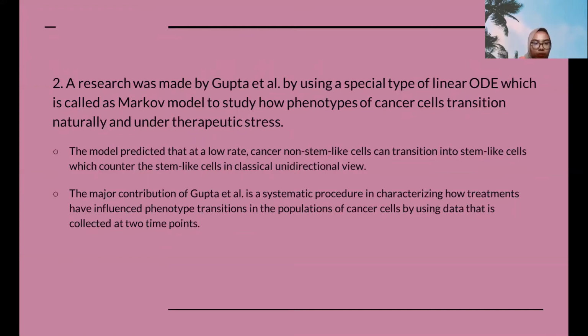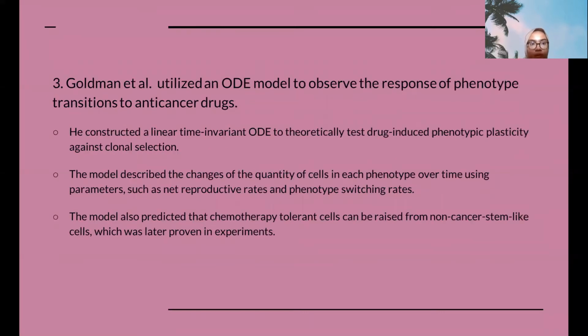So the major contribution of Gupta et al. is a systematic procedure in characterizing how treatments have influenced phenotype transitions in the populations of cancer cells by using data that is collected at 2 time points. And the third one is Goldman et al. He utilized an ODE model to observe the response of phenotype transitions to anti-cancer drugs. He constructed a linear time invariant ODE to theoretically test drug-induced phenotypic plasticity against clonal selection.